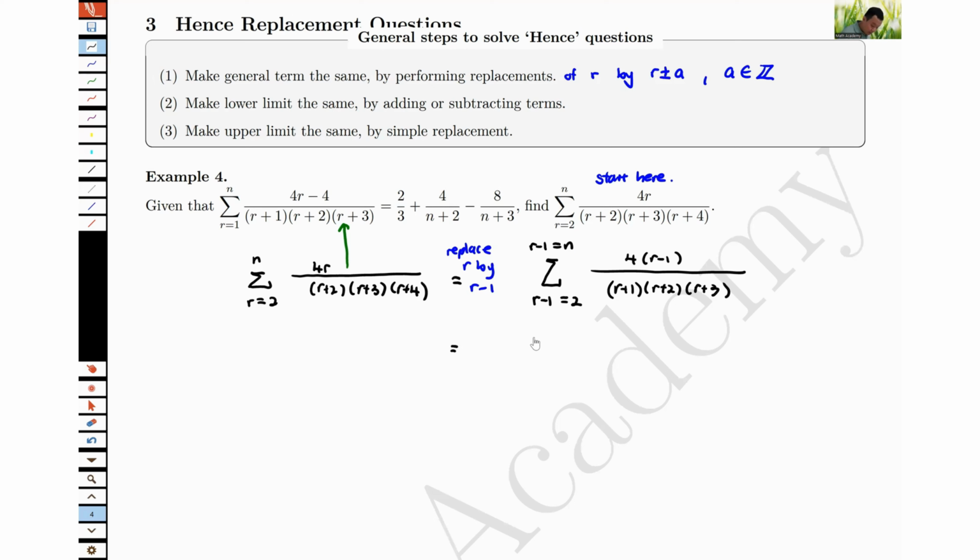Next step, simplify your limits first. Can we make R the subject? So it becomes 3 to n plus 1. Move the minus 1 over. Right side, no change. It's 4R minus 4 now.